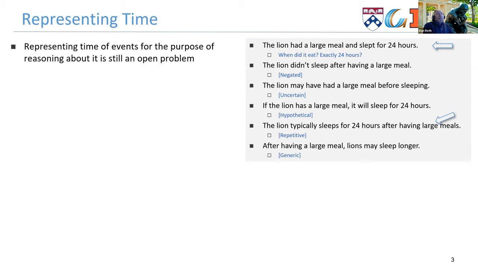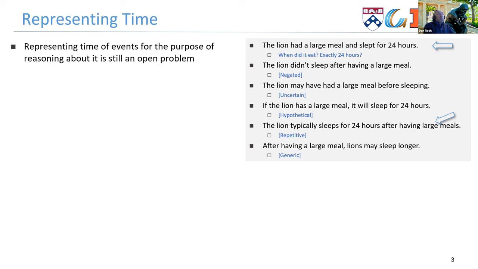What do we really mean? When did it eat? Was it exactly 24 hours? And the second one talks about the lion typically sleeping for 24 hours after having large meals. And the question is, how do we represent it and what kind of conclusions can we draw from this?